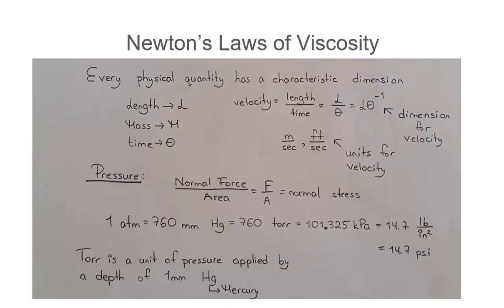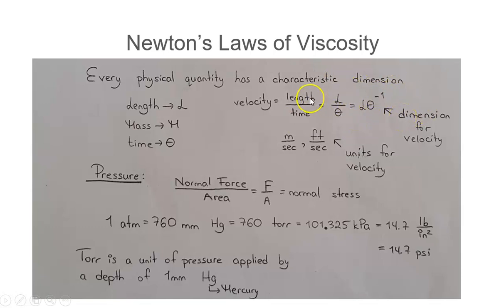Every physical quantity has a characteristic dimension. We're going to be looking at some of the physical quantities we're dealing with, their dimensions and their units. The basic dimensions we're dealing with are the length, the mass, and the time. So we will represent the length with L, the mass with M, and the time with theta. Velocity is usually given as distance over time. That will be length over time, so we have L theta raised to power minus 1. This will be the dimension for velocity.